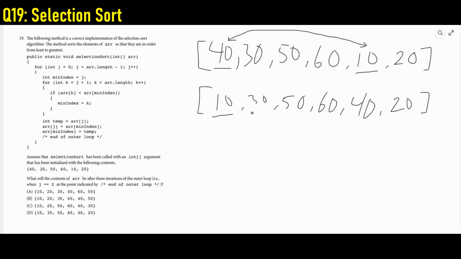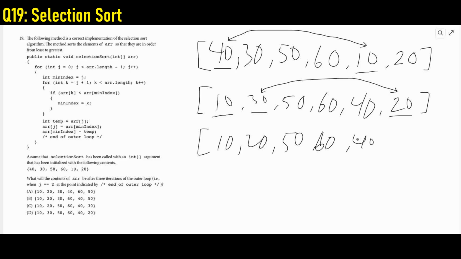So now we move on to 30. 30 we're going to declare as our minimum. 50 and 60 are greater than 30, so is 40, but 20 is less than 30, so we're going to mark this as the minimum, and then swap it with the second element in the array in the second iteration. So now the array will look like this. So 10 and 20 are now sorted.